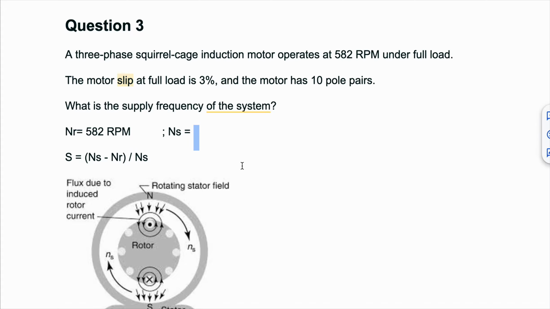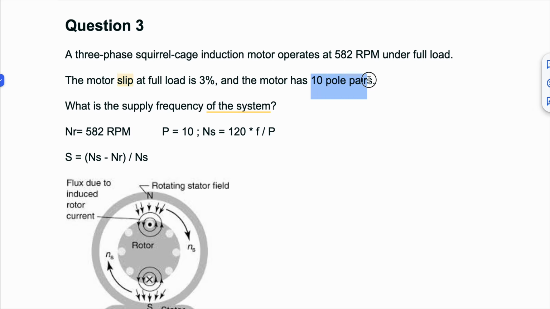Here we also have another mathematical formula, about the speed of the stator. What is the speed of the stator? It is 120 times f, where f is the frequency of the current, the frequency of the voltage or electricity power of the stator, divided by p. What is p? P is the pair poles. So let me write here in this question, p, the pair poles, is equal to 10.